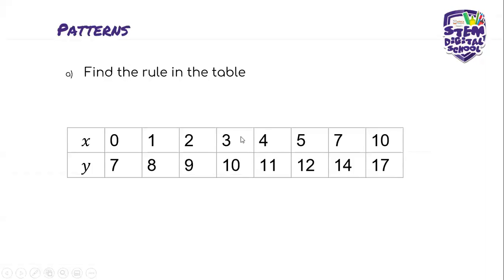The third one as well, we have 3 there, and the constant difference is 1. So if you multiply 3 by 1, you get 3. And then to get to 10, you have to plus 7. I hope that it makes sense.